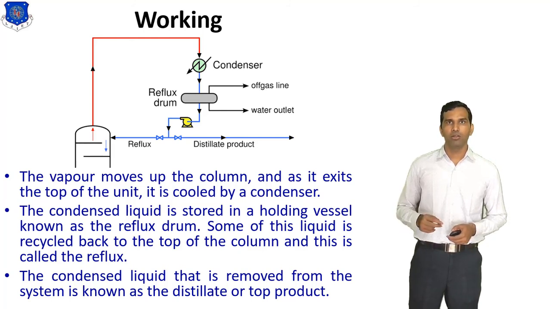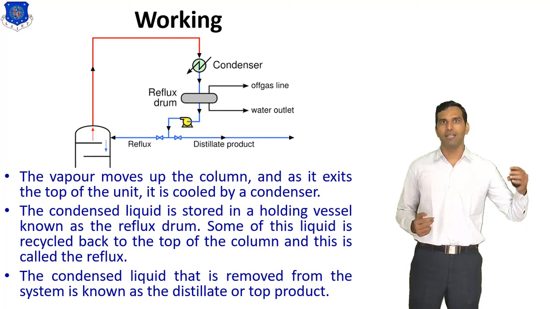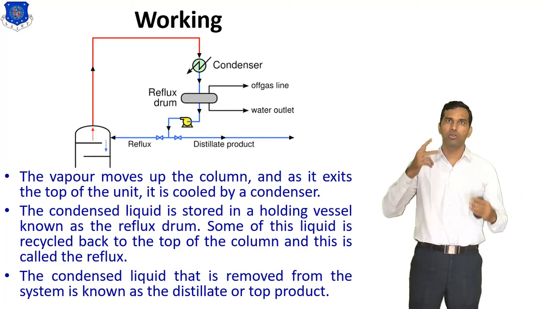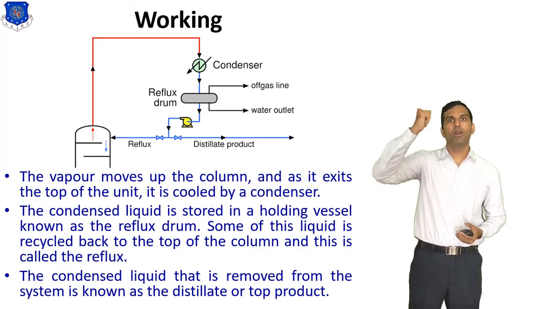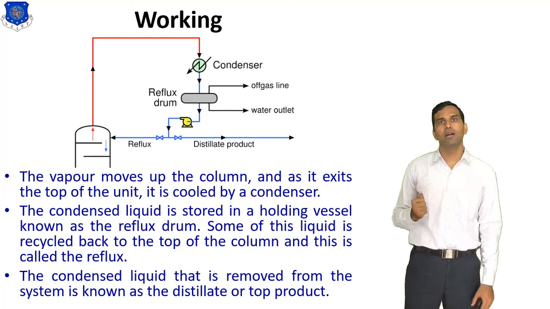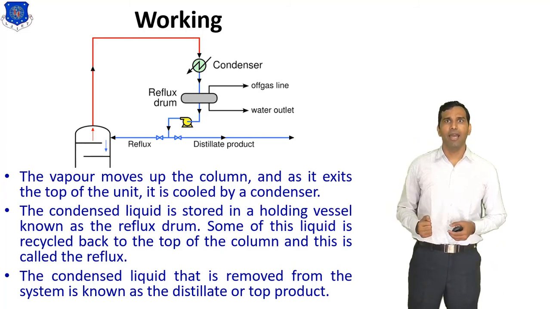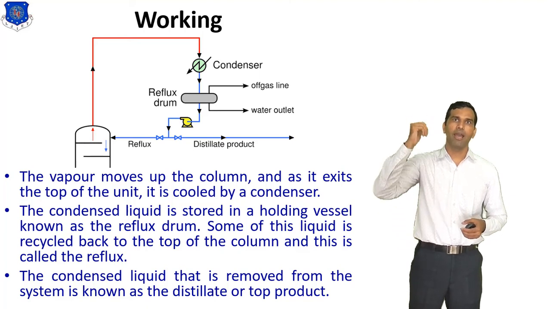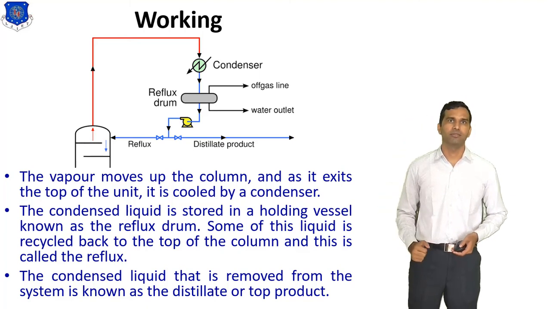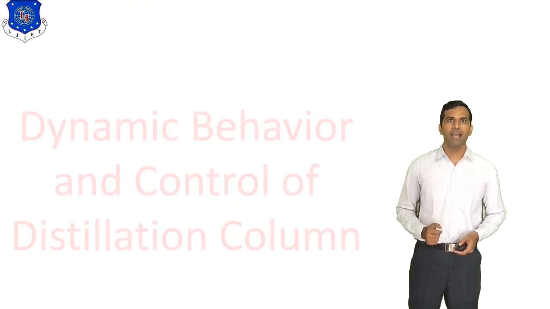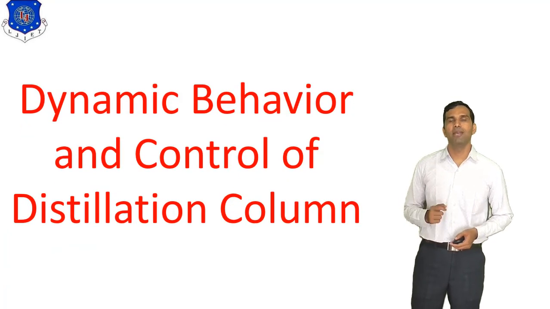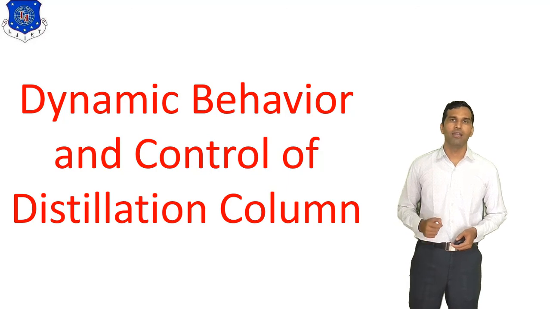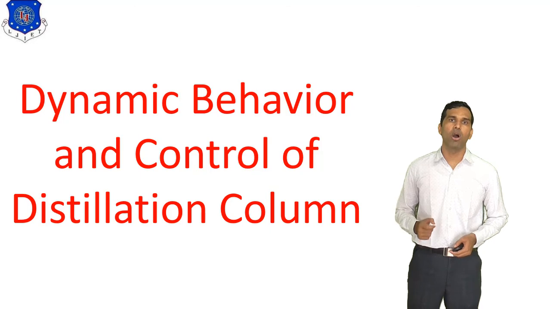So mainly we get two products when we give one feed material. One is the overhead product, also known as the distillate, and the other is the bottom product. That means we get a top product and a bottom product. So in this lecture we discussed the basics of distillation, and we start chapter number 5, dynamic behavior and control of distillation.